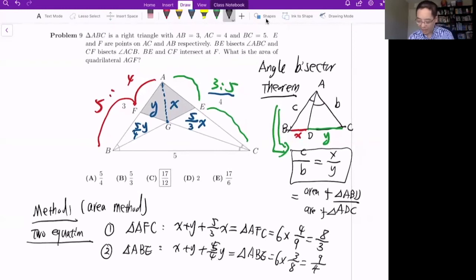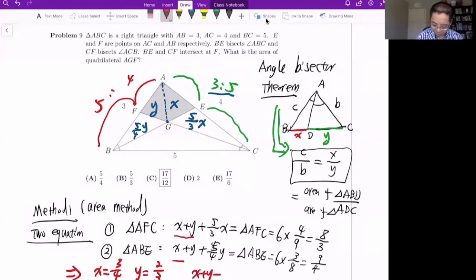Now you see we have two equations and two unknowns. Let's solve this. From equation 1 and equation 2, I can solve that X equals 3 over 4 and Y equals 2 over 3. Now you just add them up. The area is X plus Y, which gives 17 over 12. So this is the first method.